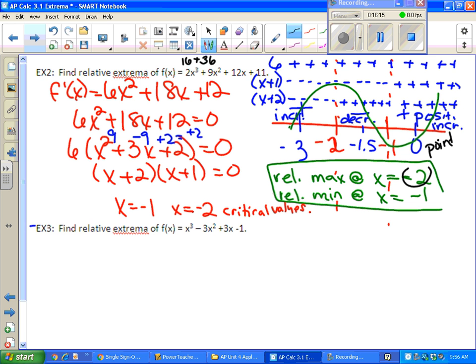I'm plugging -2 into the original function. I need to know where the point is on the graph. I'm not worried about the slope anymore. I'm trying to figure out where it is on the graph. You've got calculators. You do it quicker than me.